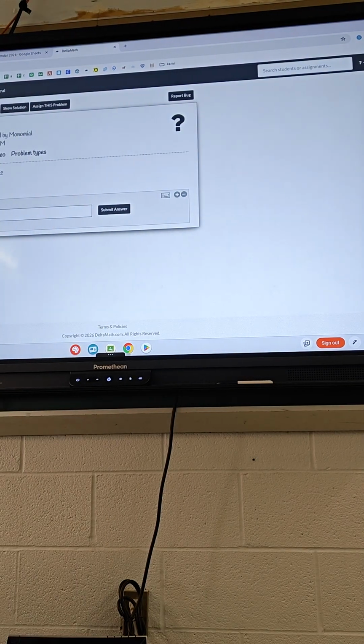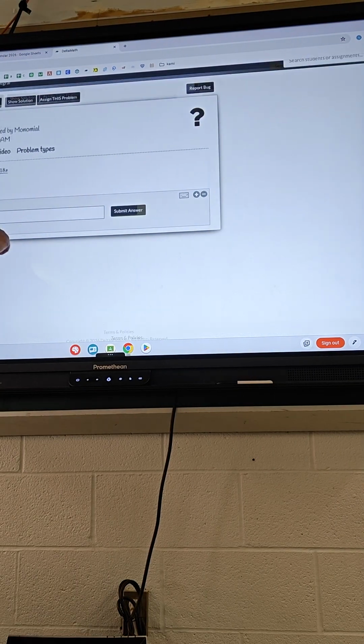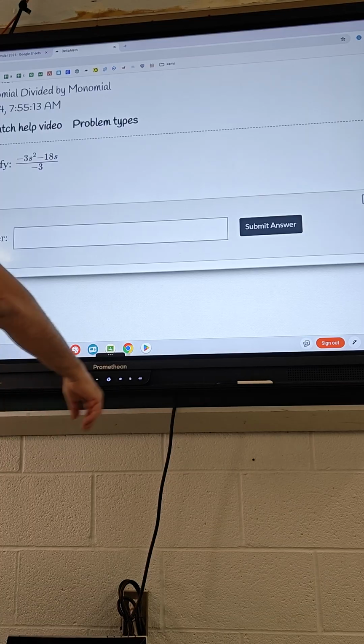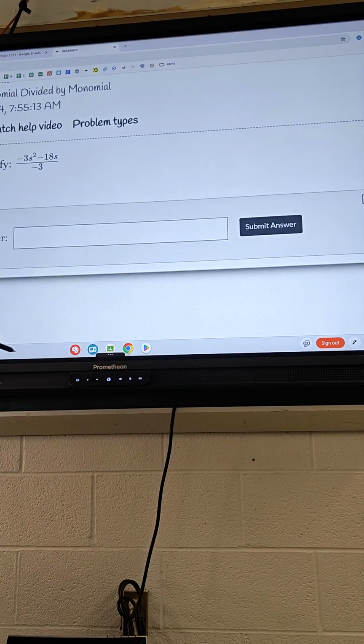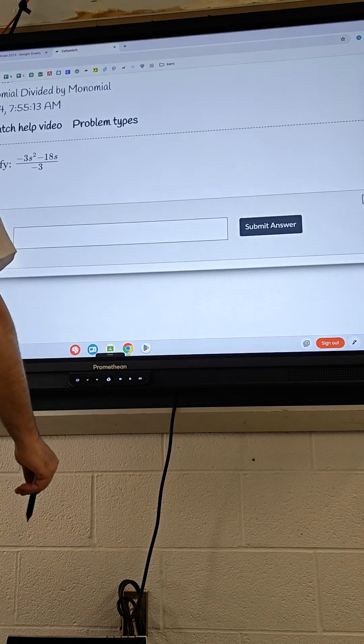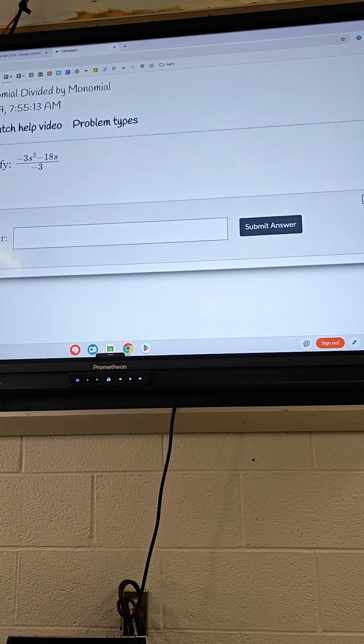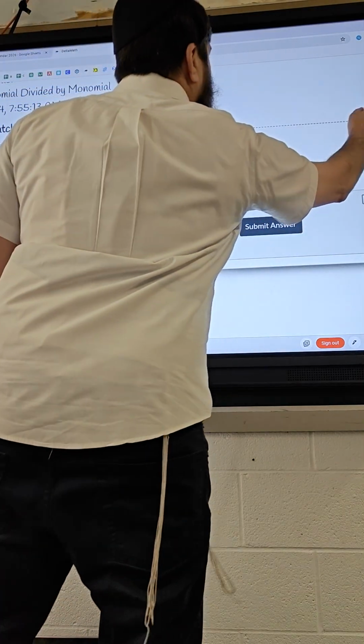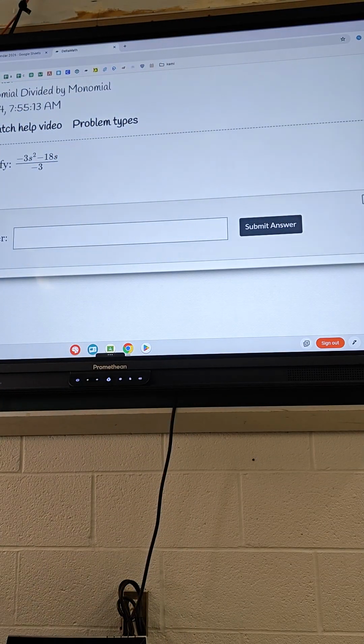All right, so what you have is this to simplify. I have to annotate. So basically what you do, there's a couple ways to do this. I'll show this the long way first. You don't have to do it this way, but you can if you have no clue what to do.